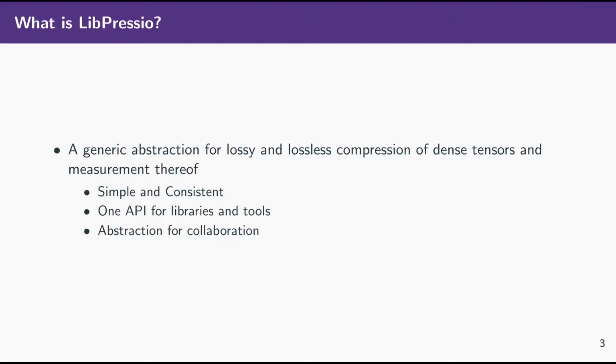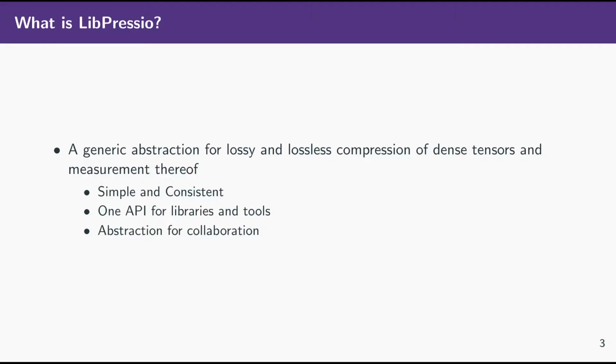So what is LibPressio? Fundamentally, LibPressio is a generic abstraction for lossy and lossless compression of dense tensors and the measurement thereof. Does anybody not know what a tensor is? A tensor is a multi-dimensional matrix. You're probably used to matrices from linear algebra. They're usually 2D. A tensor is a generalization of that, which is n-dimensional.